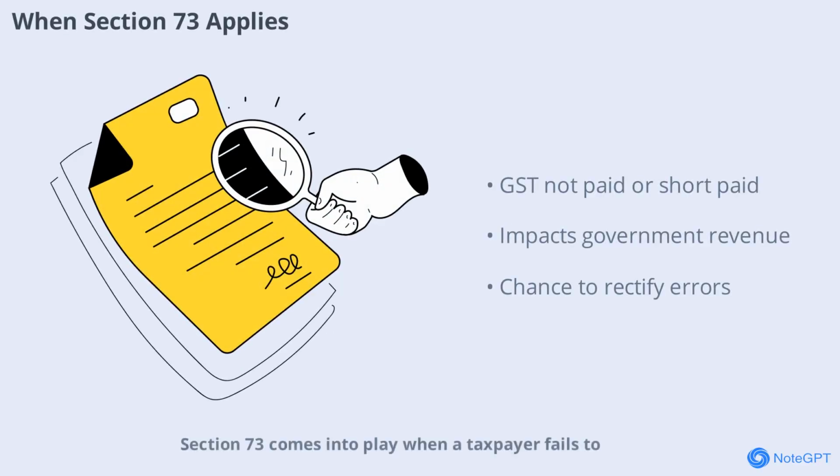Section 73 comes into play when a taxpayer fails to pay the correct amount of GST on their taxable supplies. This could mean GST is not paid at all, or it's short paid, meaning less than what's actually due. Such discrepancies impact government revenue and can trigger compliance checks. The section is designed to address these issues in a structured way, ensuring that businesses have a chance to rectify errors without facing the harshest penalties reserved for fraud. Recognizing these scenarios early helps businesses avoid bigger problems down the line and maintain a healthy relationship with tax authorities.